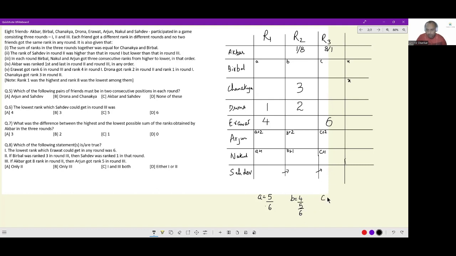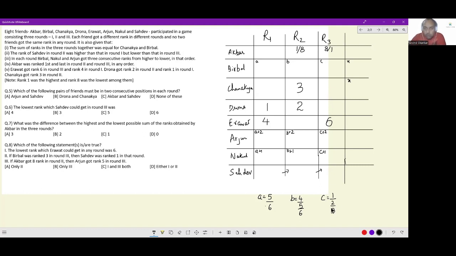How about C? C starts. So C, can it be 1, 2, 3? Yes. Can it be 2, 3, 4? Yes. Can it be 3, 4, 5? Yes. But it can't be 4, 5, 6 because 6 is already with Irawat. Similarly, it can't be 5, 6, 7. It can't be 6, 7, 8. So it has to be 1, 2, or 3 for C. These are the possible values.